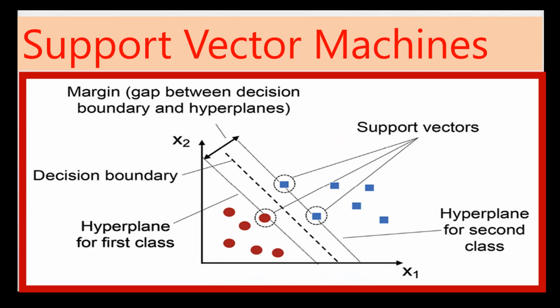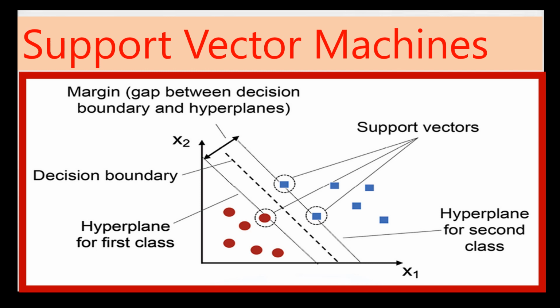Now next comes the support vector machines. So these support vector machines are powerful machine learning techniques which are used for classification and regression tasks, and they are based on geometric interpretation of data, which makes them particularly effective for high dimensional data.